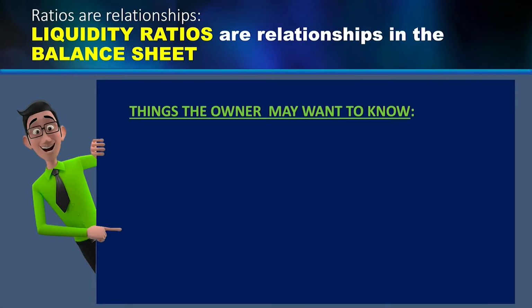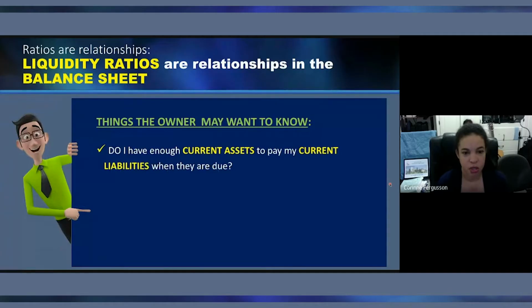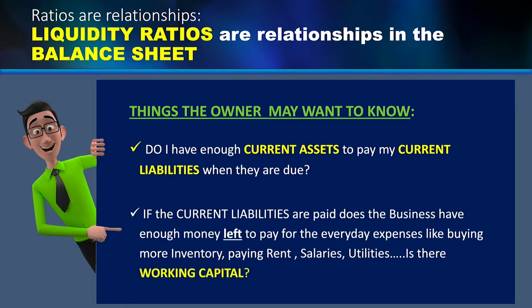So the things that the owner may want to know: do I have enough current assets to pay my current liabilities when they are due? If the current liabilities are paid, does the business have enough money left after paying to pay for the everyday expenses like buying more inventory, paying rent, salaries, utilities, etc.? Is there, in other words, working capital?